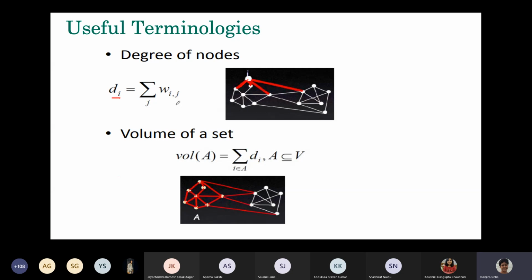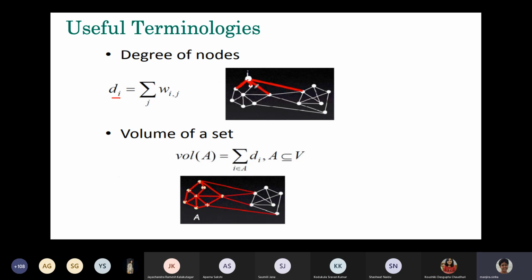Okay, so it is the sum of wij where the edge ij is present. If we are taking a fully connected graph, then this will be the weight with all the other edges, and this will be my degree of the graph. Okay, so it is a discrete value.